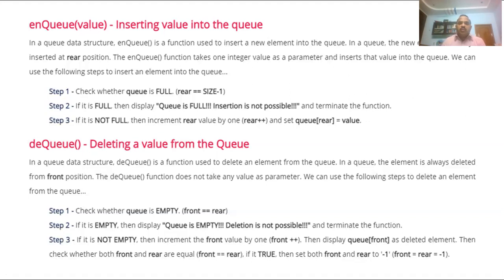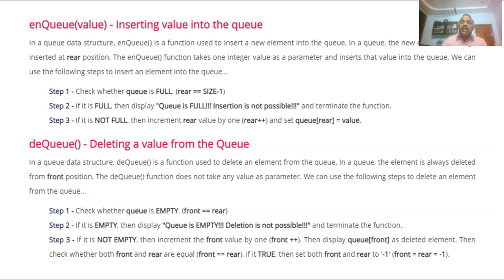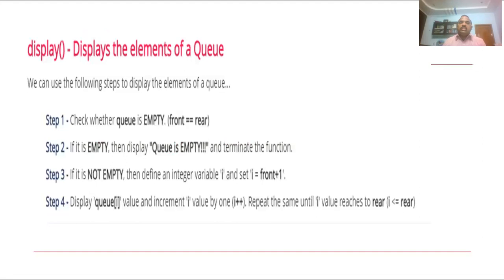Then check whether both front and rear are equal. If front equal to rear, if it is true, then set both front and rear equal to minus 1. Clear? That means there is no element. Front equal to rear, then there is no element. Simply set positions to the beginning of the queue, minus 1. Clear? So this is the delete operation. Okay, next one is the display operation.